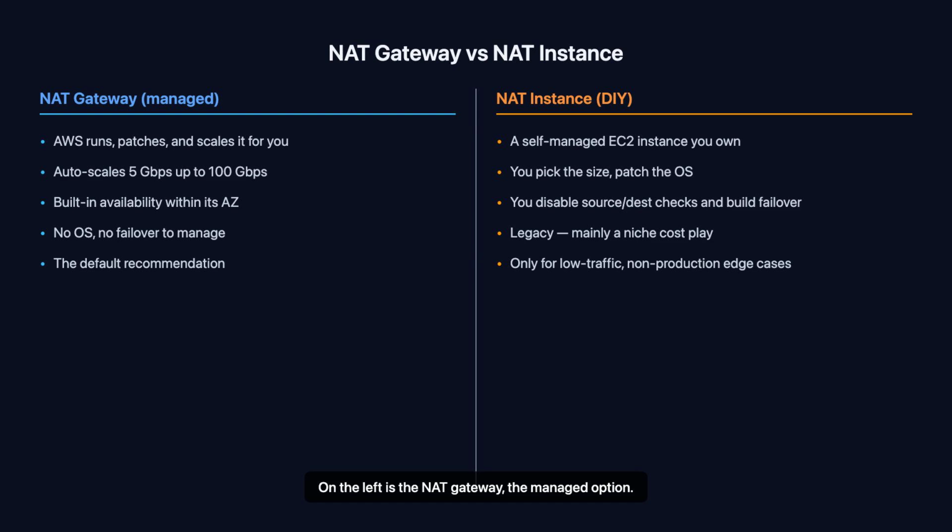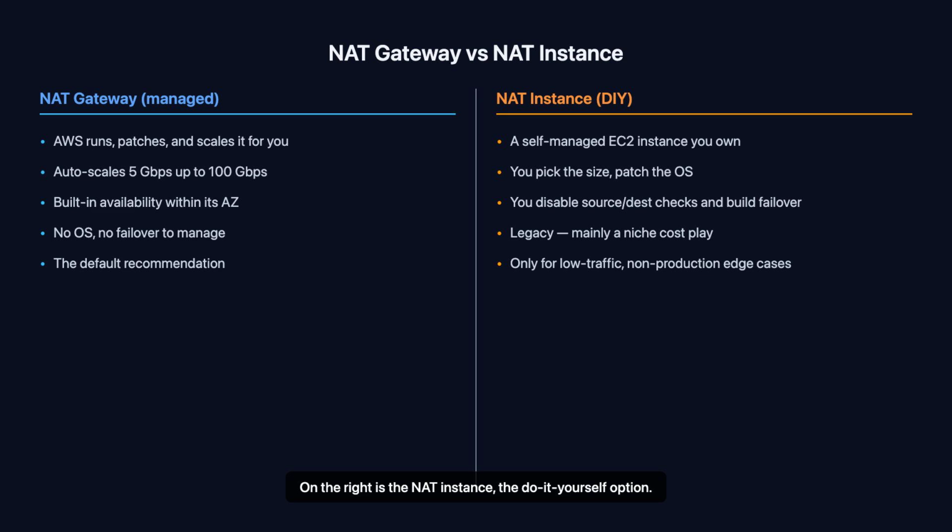On the left is the NAT gateway, the managed option. Amazon Web Services runs it, patches it, and scales it for you automatically from 5 gigabits per second up to 100. There's no operating system and no failover to build. This is the default recommendation.